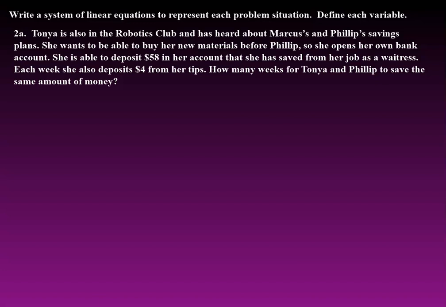Well, our variable is still going to be x is the number of weeks, and y is going to be the amount of money saved. Okay, so I'll give you that much. Keep in mind we do know Philip's equation, so go ahead right now and write your system of equations, one for Philip and one for Tanya.